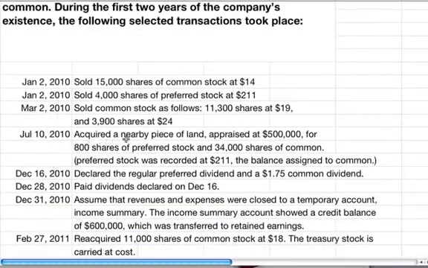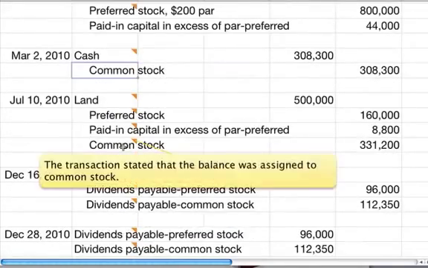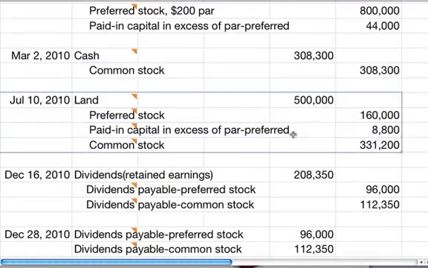On July 10th, we acquired a nearby piece of land that was appraised at $500,000. We acquired it for 800 shares of preferred stock and 34,000 shares of common stock. Now, we need to keep in mind the preferred stock was recorded at $211 per share, and the balance is going to be assigned to common stock. Those are these transactions right here.